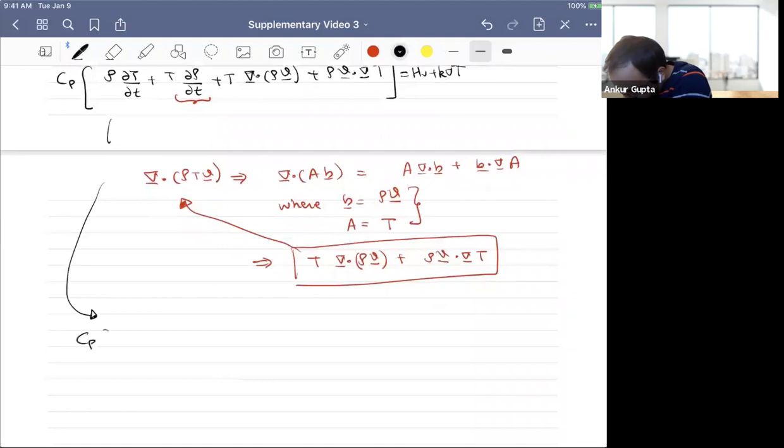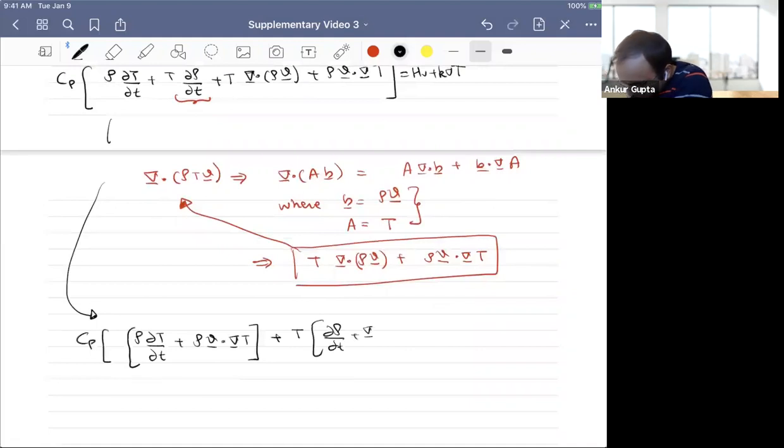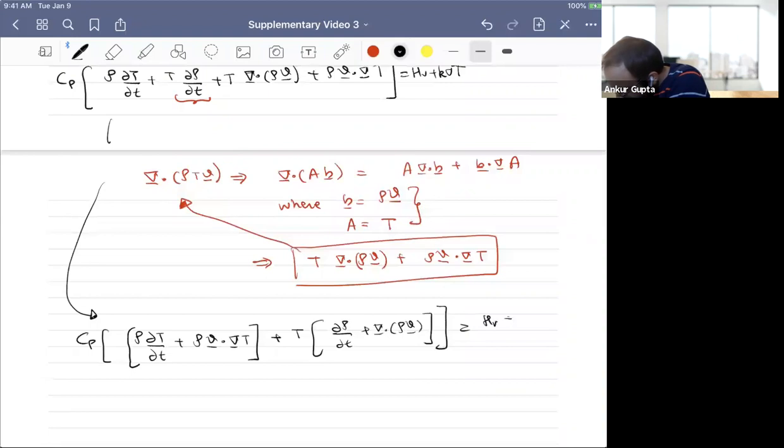So what you can see now is we have Cp rho del T by del t plus rho V dot del T. This is the first part of the term. The second is T times del rho by del t plus del dot rho V, is equal to HV plus K del square T. And you can imagine that this bracket is equal to 0 from continuity.